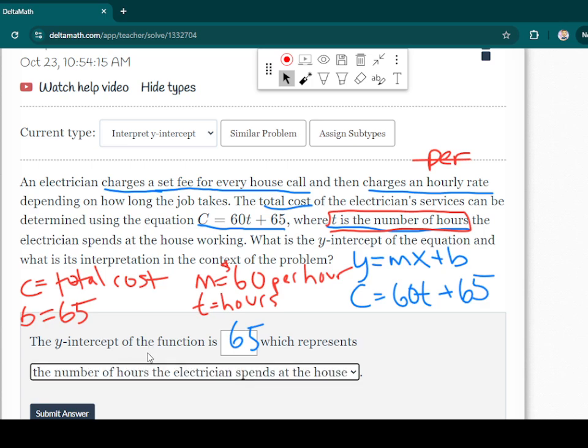And then the number of hours the electrician spends at the house. It can't be that because that's T. So it has to be the set fee for the house call. And again, this makes sense because the slope, nope, not the slope, the y-intercept is always going to be like our starting value, the flat fee, whatever is not affected by the variable.